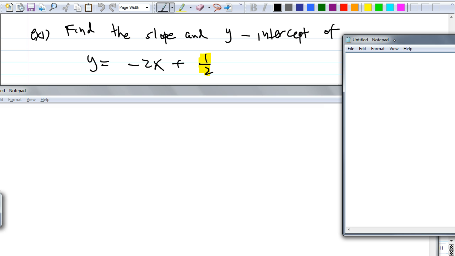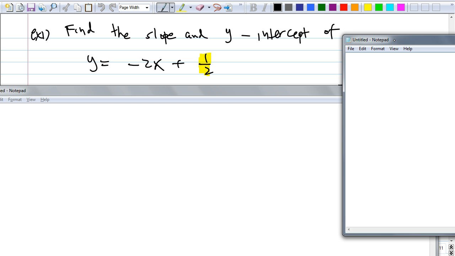Here is an example. This will be the easiest example you get. It says, find the slope and the y-intercept of y equals negative 2x plus 1 over 2. So how would you do this? Somebody tell me the slope of this line. Why is this the easiest question you will ever get? It's in the equation. It tells you. What kind of form is this written in? Slope-intercept form, isn't it? So we know the slope and the y-intercept right away.